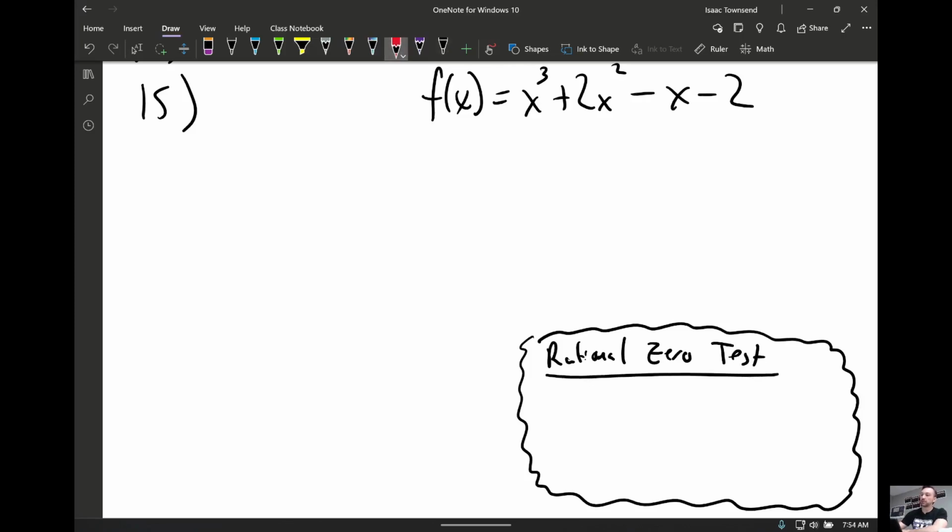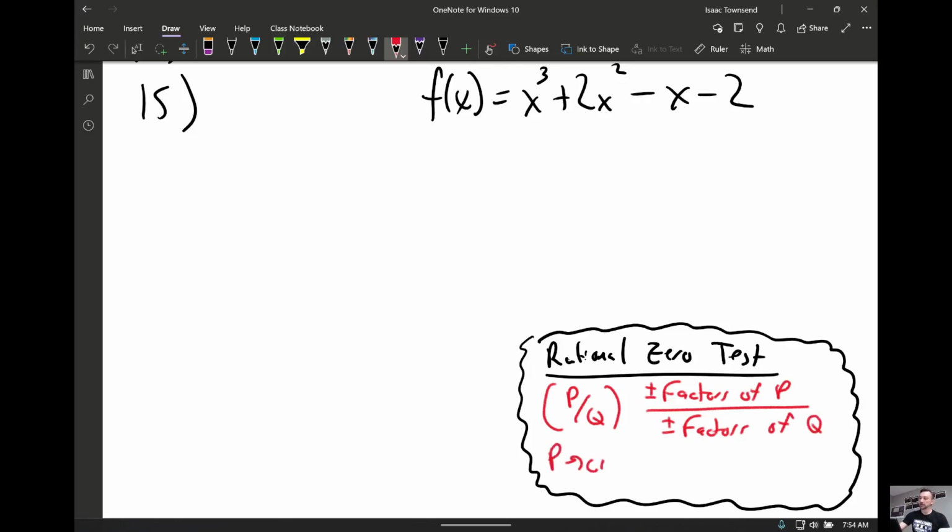A lot of times people know this as the P over Q list. I don't know why they use letters P and Q. But the way we're going to get our answer, again, the answer is not too hard, is we're going to take plus or minus all the factors of P and divide it by plus or minus all the factors of Q. So that implies you need to know what P and Q are. So P is the constant and Q is the leading coefficient.